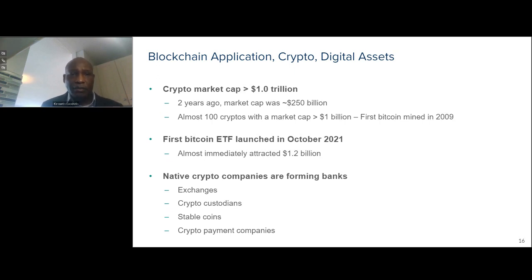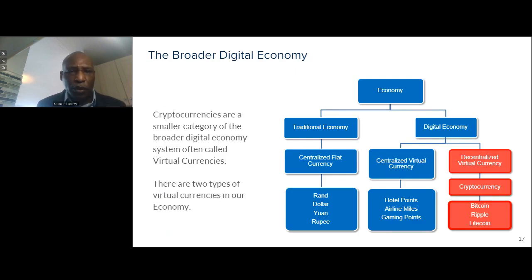Now, let's take a quick view of the broader economy here. Digital currency has been around for quite some time. So we have the traditional economy that we're familiar with. We are familiar with centralized fiat currencies. We understand what that looks like. That looks like the dollar, the yuan, the yen, the rupee, the rand. But then you also have this digital economy, which is sliced in two. You have a centralized virtual currency. Within that, we're used to doing that.